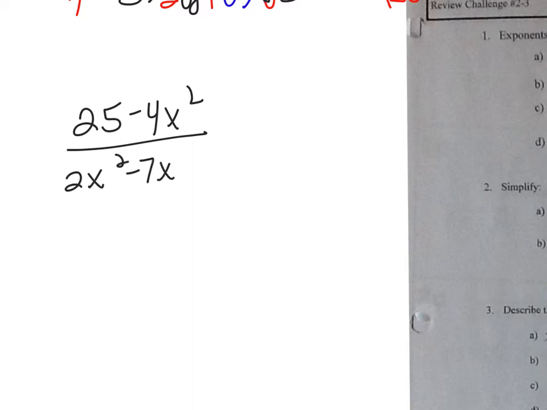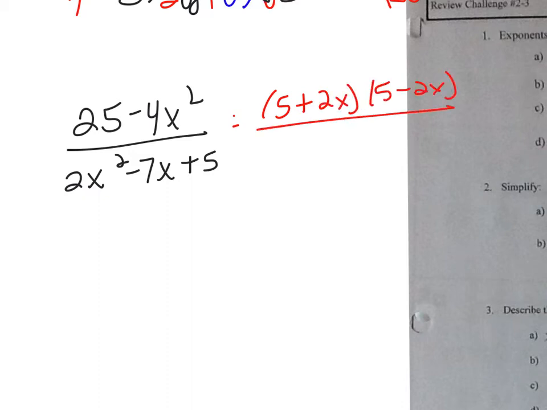So 25 minus 4x squared is the difference of two perfect squares. So that becomes 5 plus 2x and 5 minus 2x over. Now I can factor the denominator. I have to do the master product. So that's positive 10x squared. What multiplies to 10 and adds to 7 would be 5x and 2x. Same signs, they're both negative. Bring down the 5, bring down the 2x squared. And then we'll group.